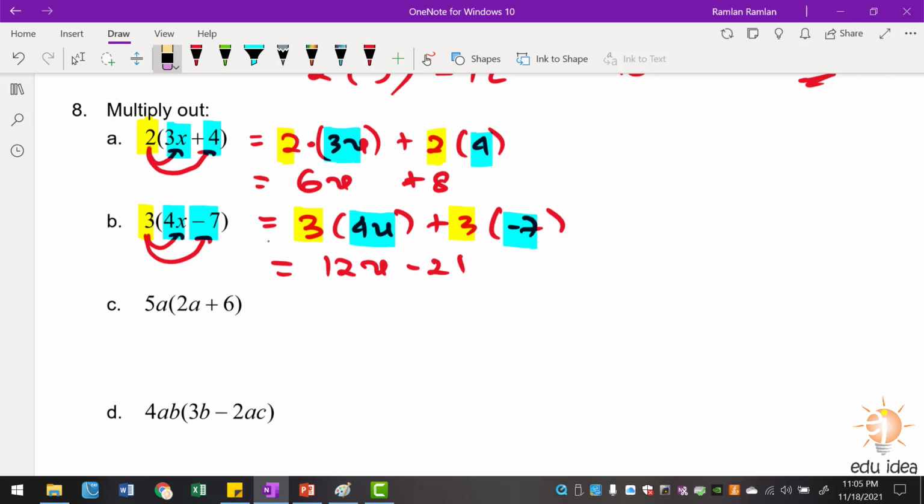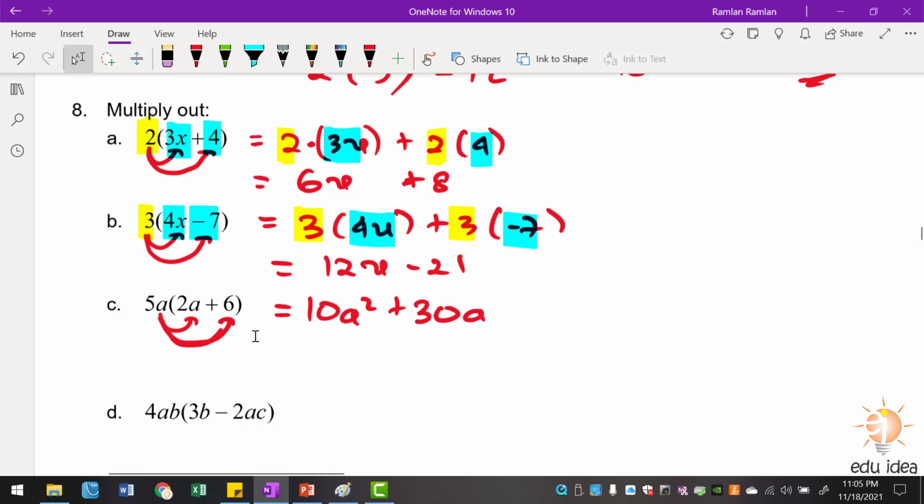Okay, next up we have that 5a bracket 2a plus 6, the same thing. We have multiplying like this, right? That will be equals to 5a multiplied by 2a is equals to 10a squared. Okay, and then we have 5a times 6, we have plus 30a.